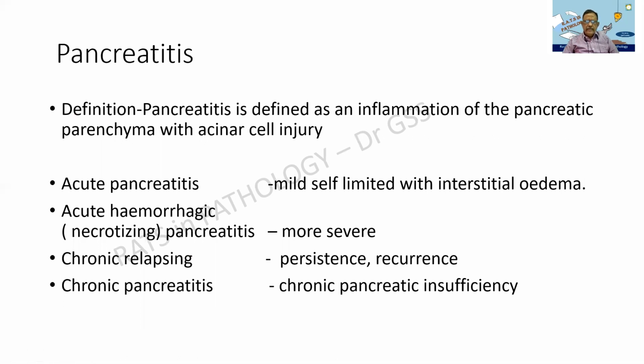Coming to pancreatitis, it is defined as an inflammation of the pancreatic parenchyma along with acinar cell injury. Whenever we use the word pancreatitis, it can be acute pancreatitis or chronic pancreatitis. There are also other types such as acute hemorrhagic pancreatitis and chronic relapsing pancreatitis. And the descriptions for these are given here.